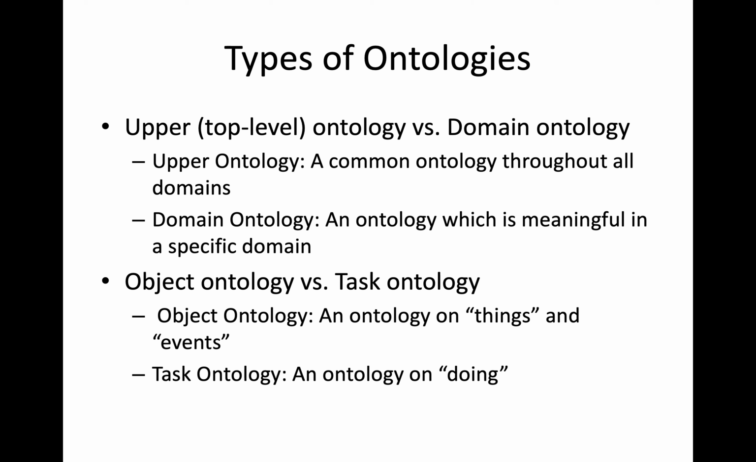So it could be like classification of animals, classification of birds, right? Classification of plants. So we are talking about some kind of object. While in task ontology, we will be talking about how we do a specific thing. So task ontology is an ontology on how we can do something.